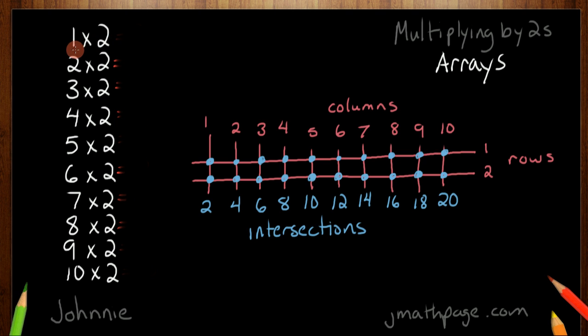So, take a look. 1 times 2 equals, what do you find? 2 times 2 equals, 3 times 2 equals, 4 times 2 equals, 5 times 2 equals, 6 times 2 equals, 7 times 2 equals, 8 times 2 equals, 9 times 2 equals, and 10 times 2 equals.